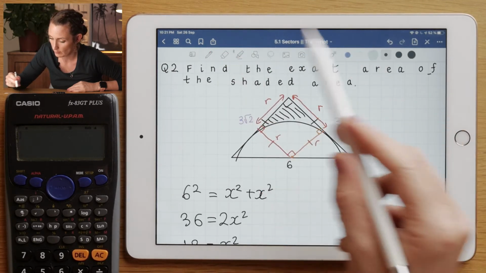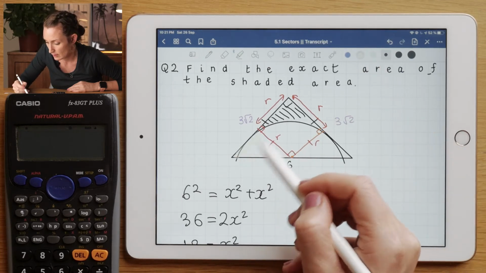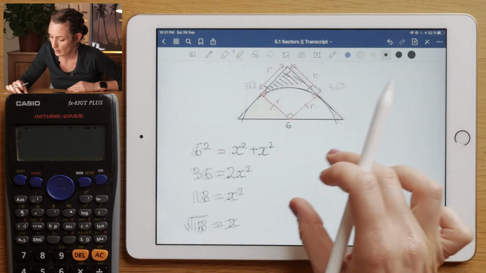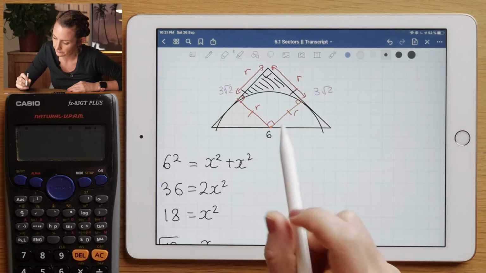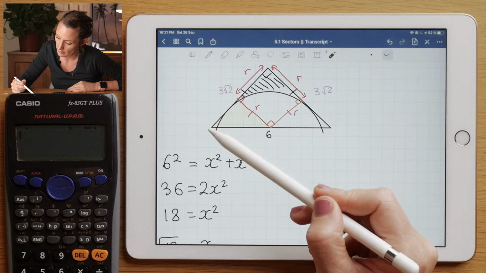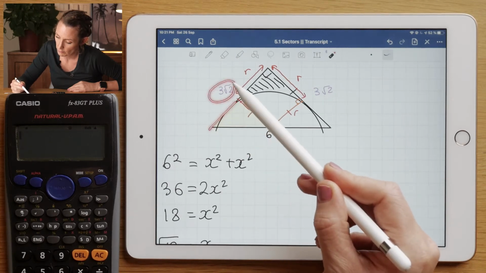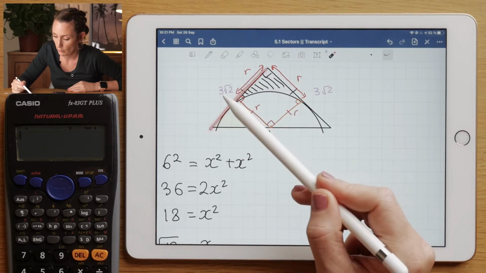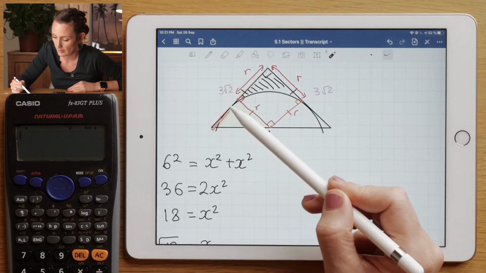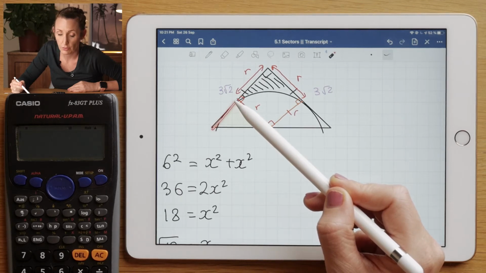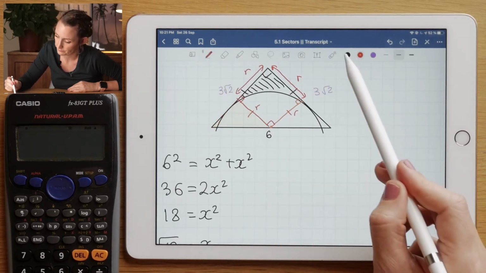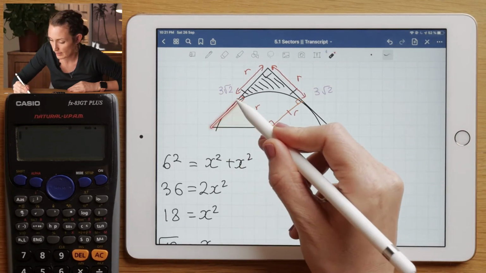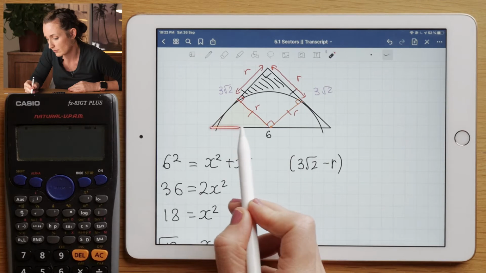So what we're going to do now is work in these little right angle triangles here. And we can say that this length here must be 3 square root 2 take away r, because the whole thing was 3 square root 2 and that's r. So what's left here must be 3 square root 2 take away r. Now if we use Pythagoras theorem with this length and this length, we should be able to find this length here.